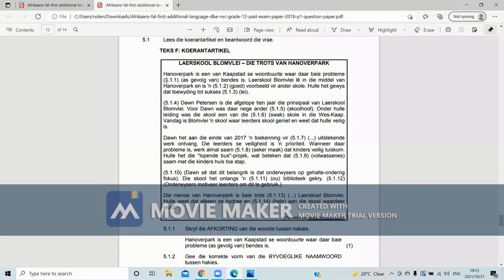Okay, so 5.1.1, as gevolg van, I'm going to assume they just want the afkorting. So you put A.G.V.